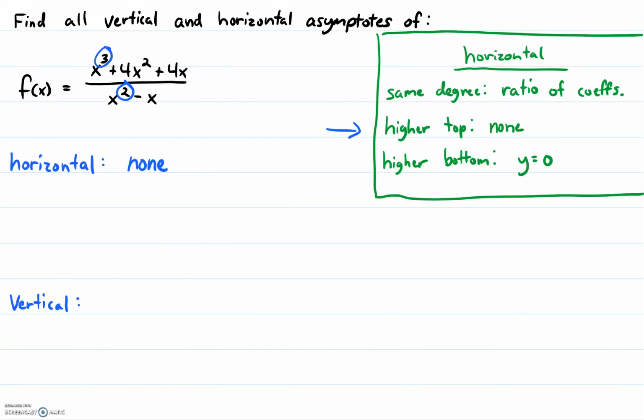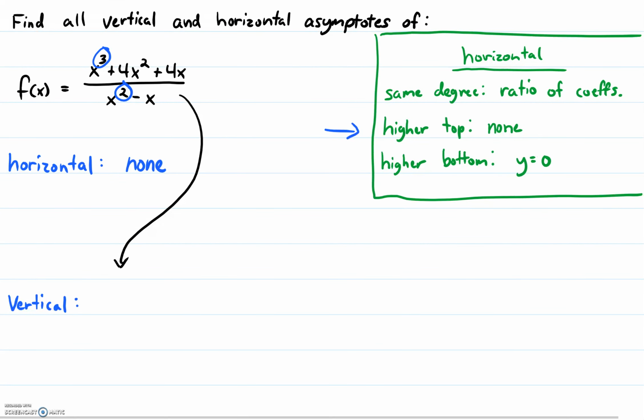Now when it comes to the vertical asymptote, we'll have a little bit more work to do for this example. The first thing you always want to do is take the preliminary step of factoring out the top and the bottom as much as you can. So I'm just going to bring our problem right down here. I'm going to go ahead and factor out an x on top and bottom. So taking an x out on top is going to leave us with x squared plus 4x plus 4.